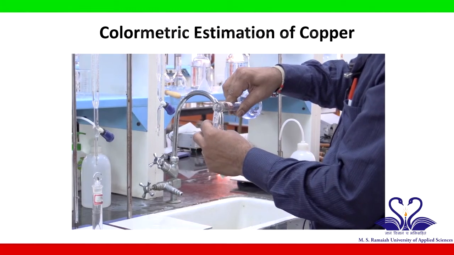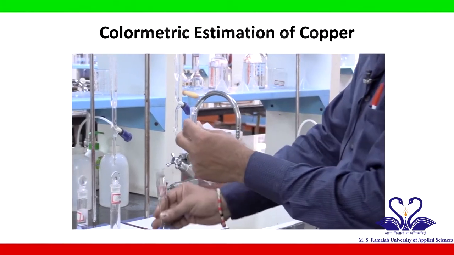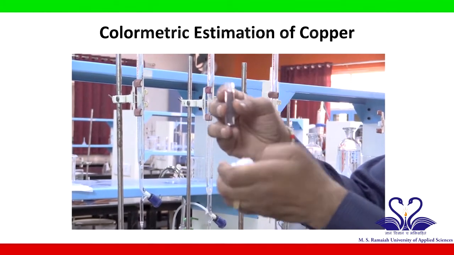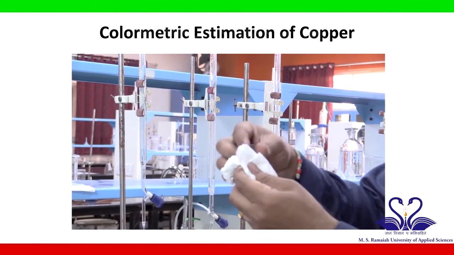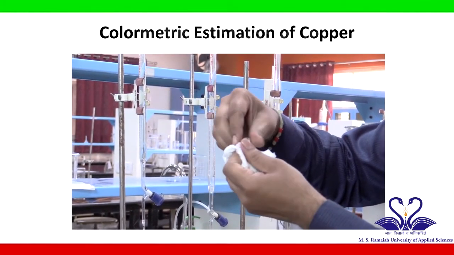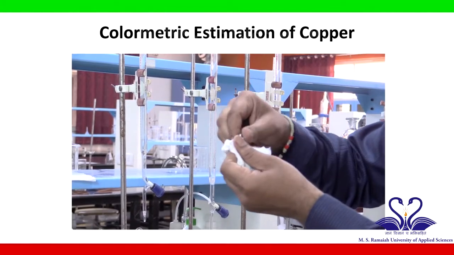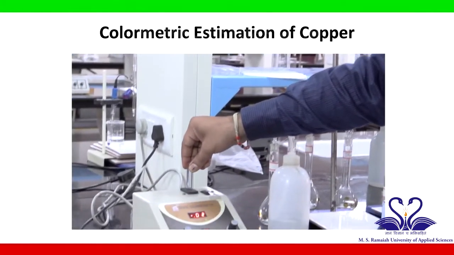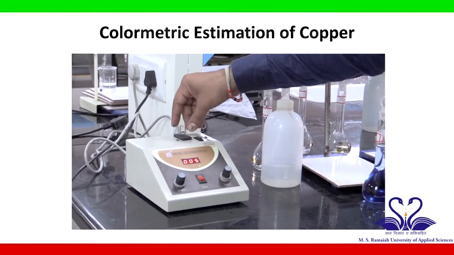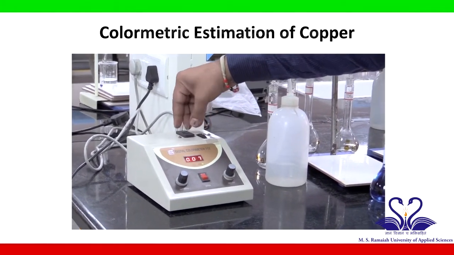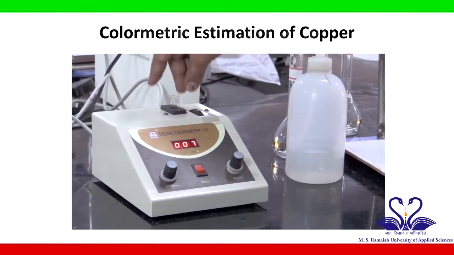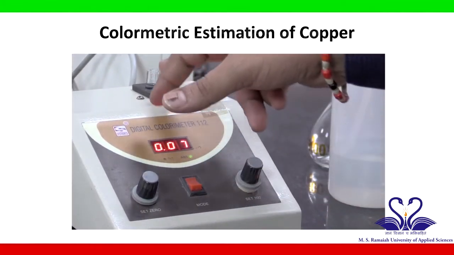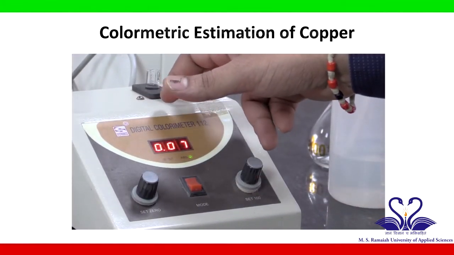So, rinse, fill it up to 75%, thoroughly wipe. There should be no water traces or fingerprints. So, keep it in the same direction as what you have kept. The direction should be the same. And note down the absorbance for the 5 ml of copper sulphate that you have prepared.